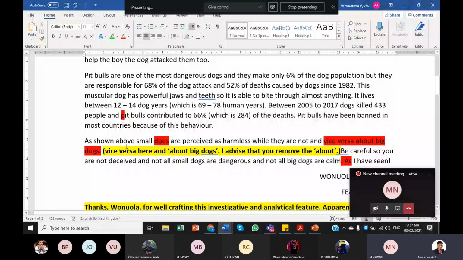Now, she said, as shown above, small dogs are perceived as harmless, while they are not. Then she said, okay, be careful. Her advice: be careful so you are not deceived, and not all small dogs are dangerous. Okay, as I have seen. So do you agree that in the last paragraph she tried to chip in her viewpoint? Yes, yeah. Okay, thank you so much.